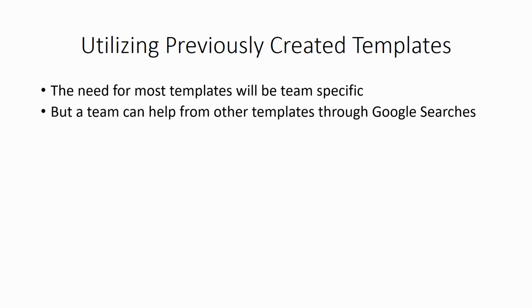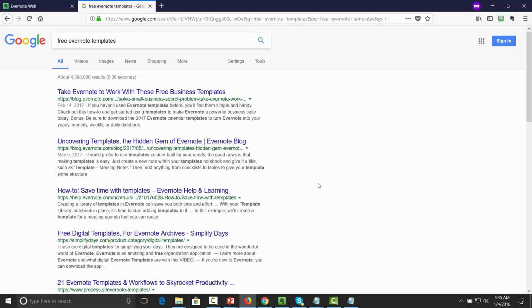So, there'll be things that you will need in order to get something done that you are uncomfortable with your efficiency. A team can get help from other templates that have been created before through Google searches. For example, if you were to search free Evernote templates, you'll find a number of results, and you can actually whittle this down by putting in your team's specific need. In any case, you can find Evernote templates that have been created by other users for their business, and in some cases, it will help you in something that you were trying to do.